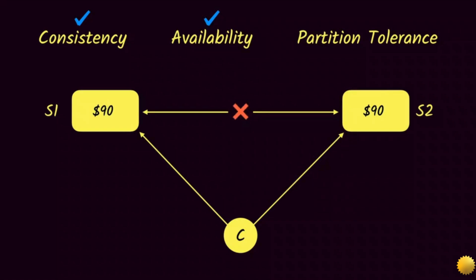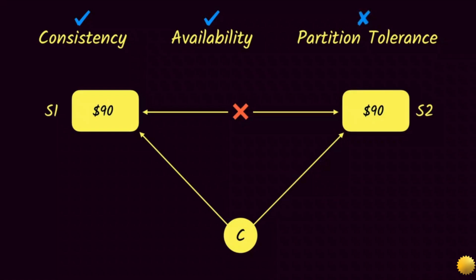Now if we inject the partition into this system, we end up in one of the past two cases. So either the system becomes inconsistent or we have to compromise on availability for the system to be in a consistent state. So we can say that our system is no longer partition tolerant when the partition happens.